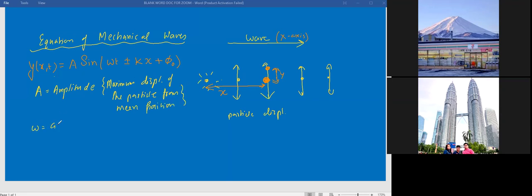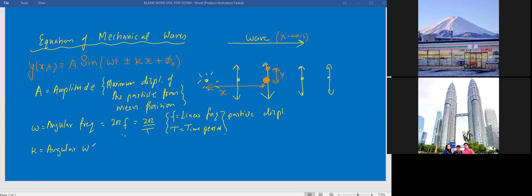What is omega? Omega is angular frequency, which is equal to 2 pi f, which is equal to 2 pi by T, where f is the linear frequency and T is the time period. And k is called angular wave number, which is equal to 2 pi by lambda, where lambda is the wavelength.